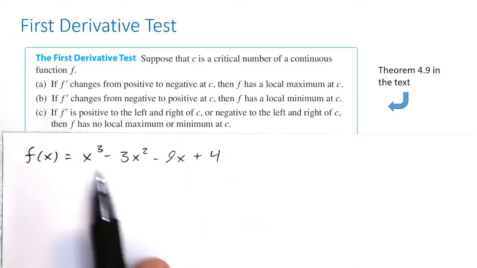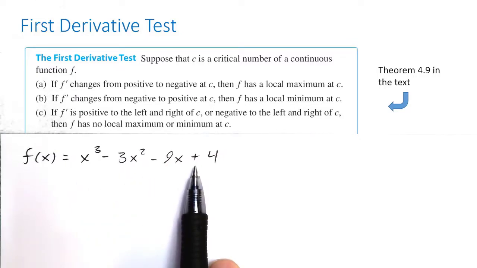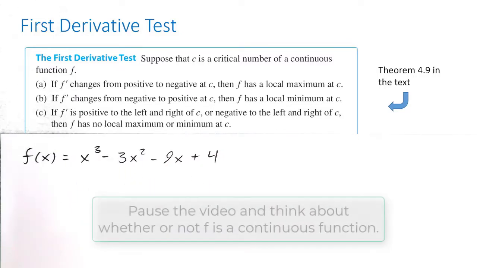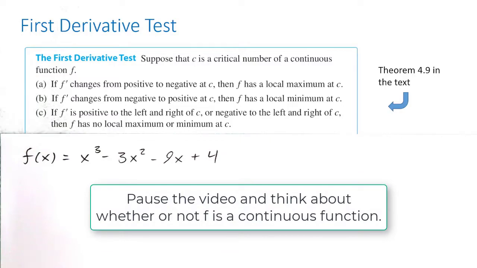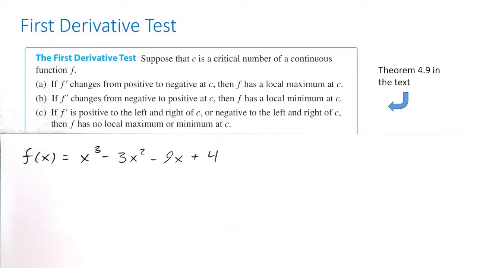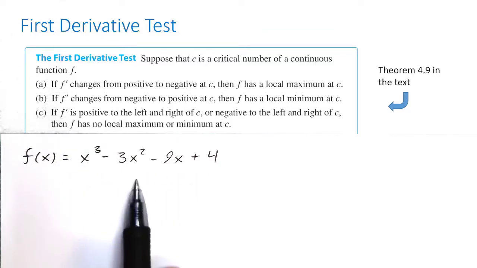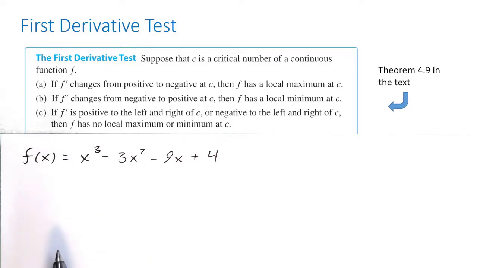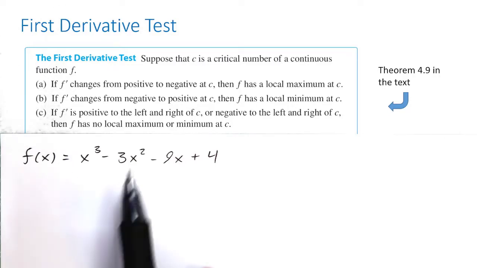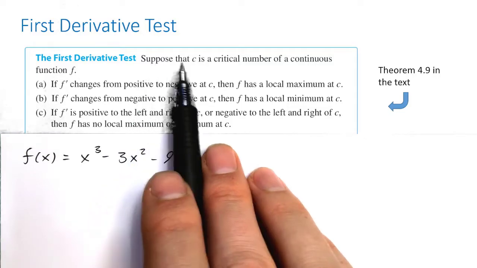Okay, so first of all, is this a continuous function? So think about that for a second. Okay, so you should have deduced that absolutely it is, and the reason is that it is a polynomial. Polynomials are continuous everywhere they're defined. Okay, what does the test say to do next?